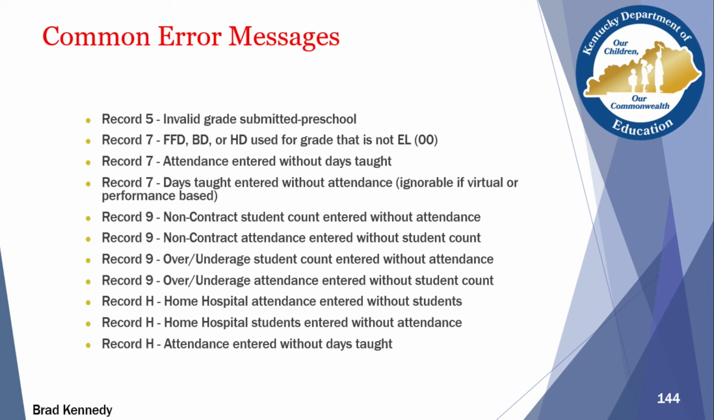Here's some common errors that you might see and possible reasons why you're getting it. All of these errors do need to be corrected, with the exception of Record 7 errors, which can sometimes be ignored, more so as a warning. Those are going to be the ones where maybe you've got an 8th grader taking a class at the high school or possibly something to do with virtual or performance-based students. If you do get that Record 7 error and you know it's one of those examples that's causing it, if you'll just make a comment in the comment box, when I see that error message come through on my end, I will know why.